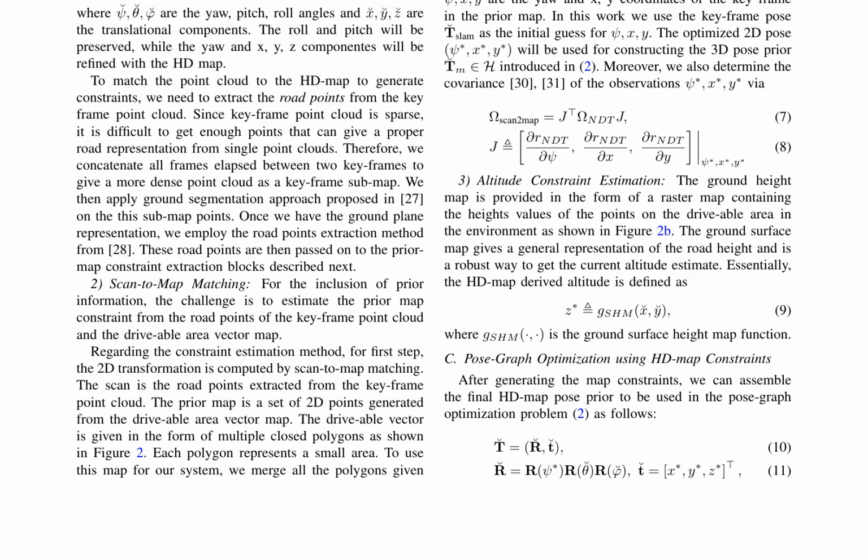Altitude constraint estimation involves using the ground surface height map to obtain a robust estimate of the current altitude. The final HD map pose prior is assembled by combining the optimized yaw, pitch, roll angles, and translational components. The authors' approach enables the integration of HD map constraints into SLAM systems, enhancing accuracy and robustness in challenging environments.